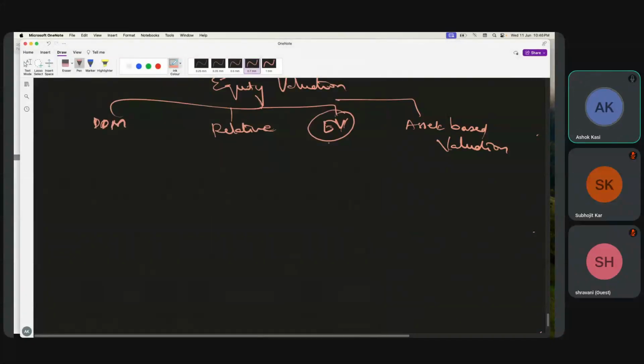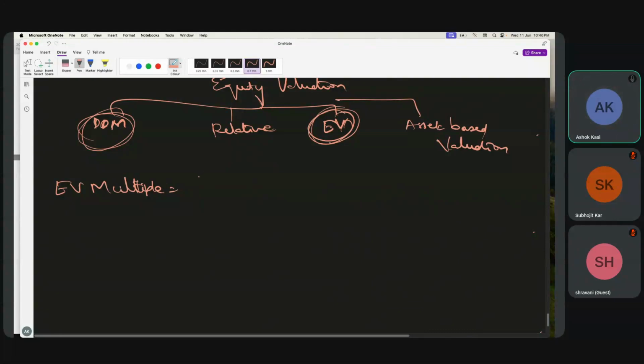So enterprise value, when is this used? Enterprise value is used when you want to acquire the company. Because when you want to acquire the company, you are not worried about discounts. You are worried about what is the total earnings. So the EV multiple formula is like this.